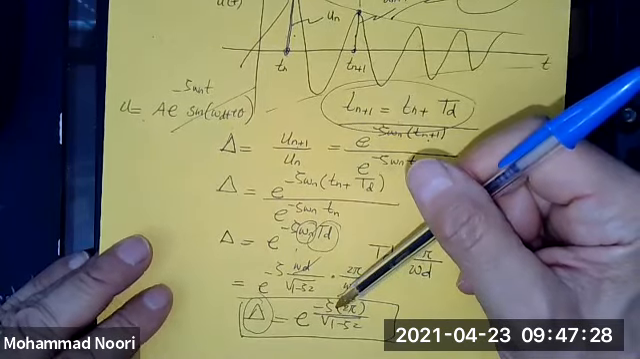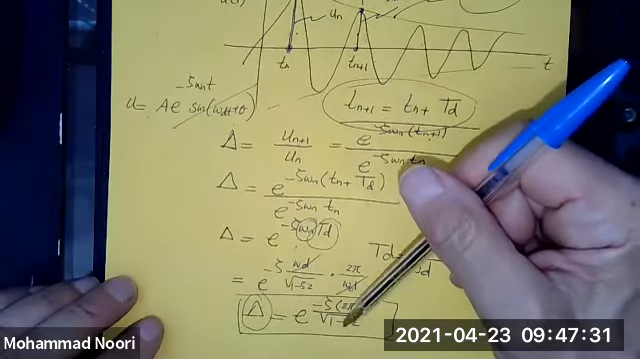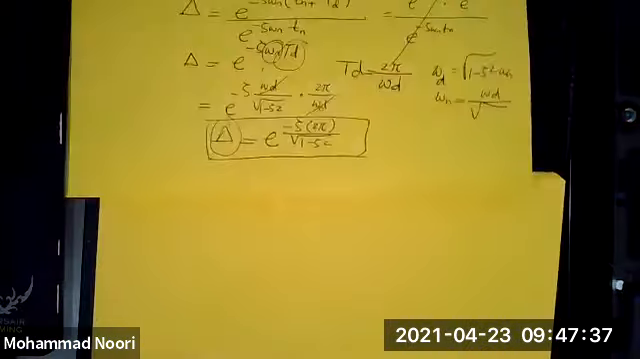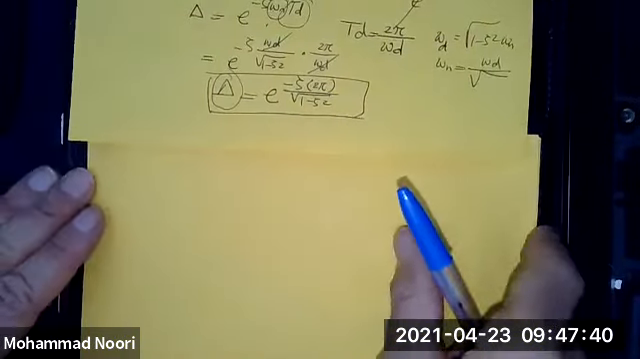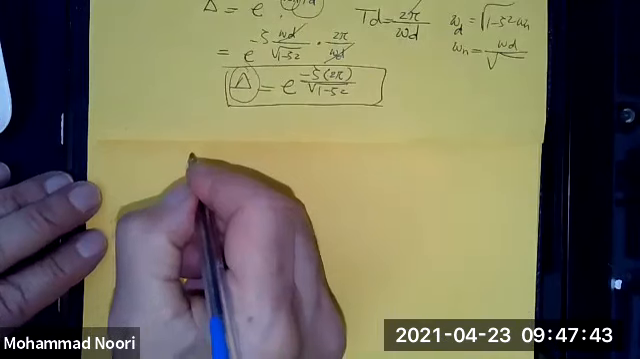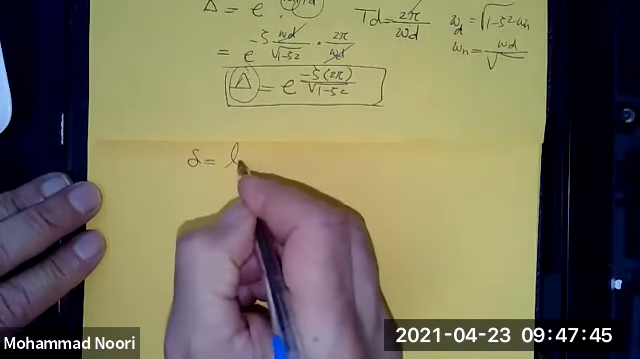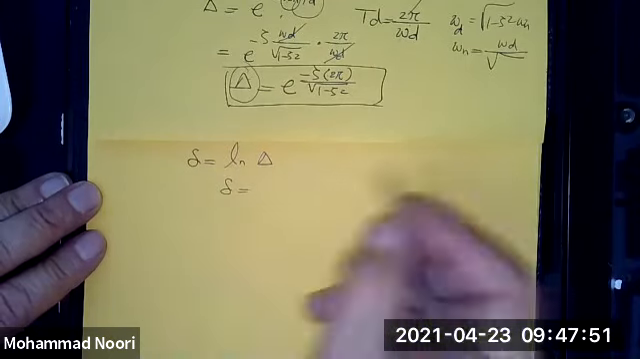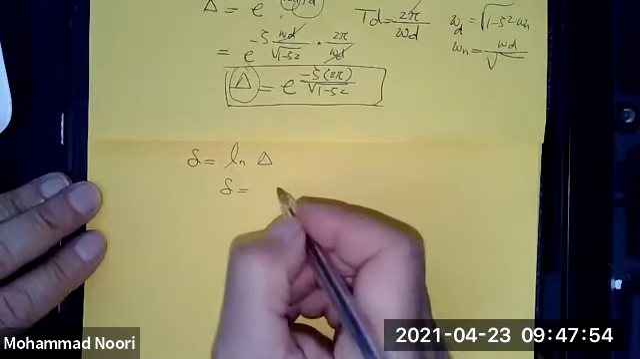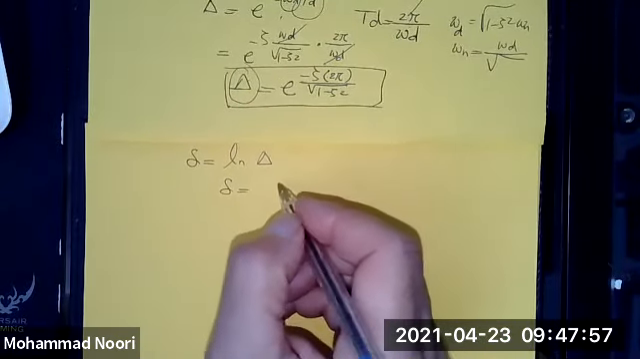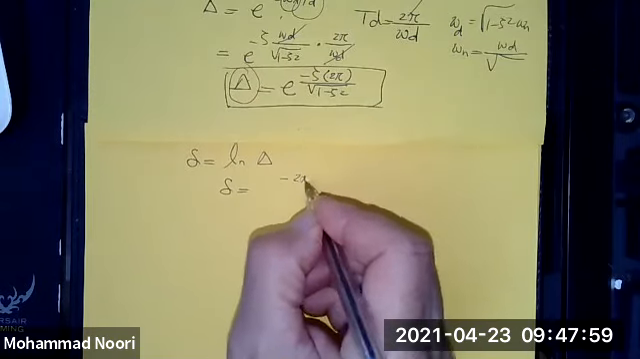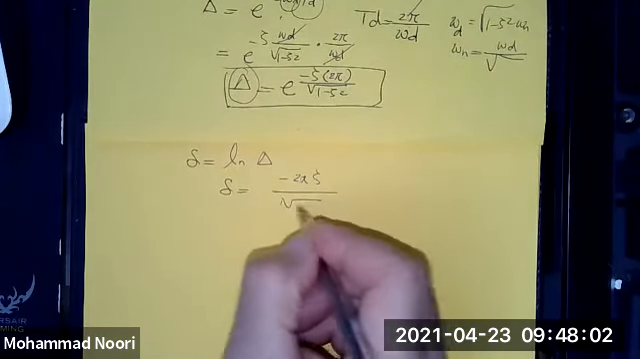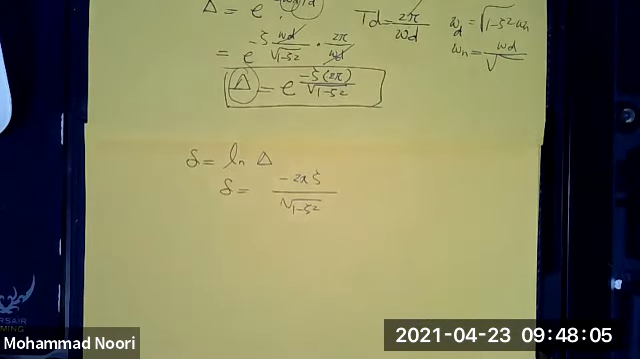However, to make our life easier, instead of writing this relationship like this, what I will do is take the logarithm of both sides. So in other words, let's introduce this quantity being the natural log of delta. So delta, which is going to be the natural log of this, becomes what? Becomes minus 2 pi zeta over the square root of 1 minus zeta squared, okay?